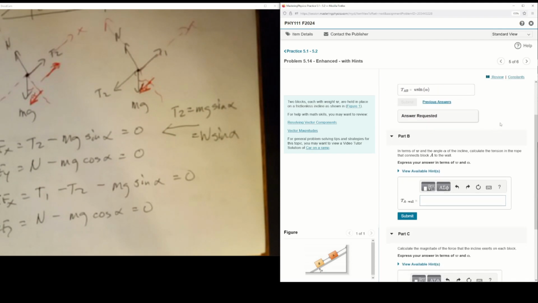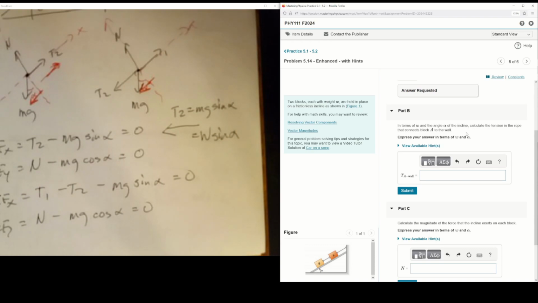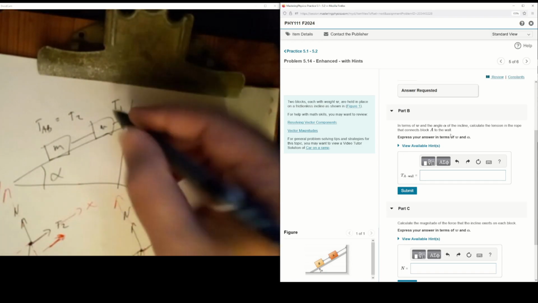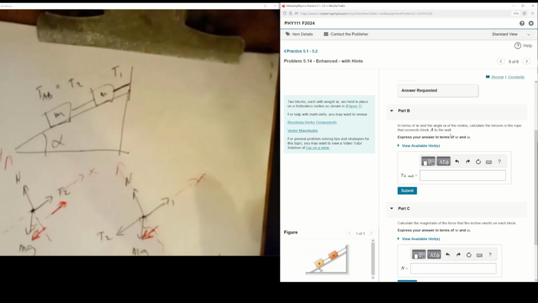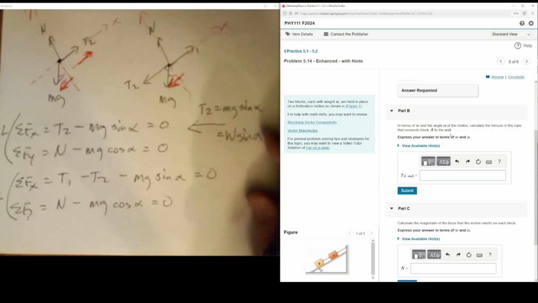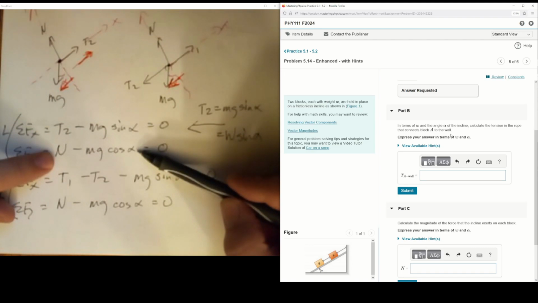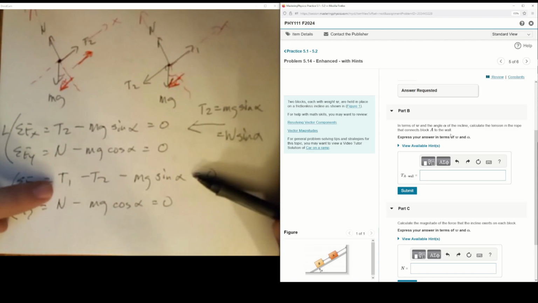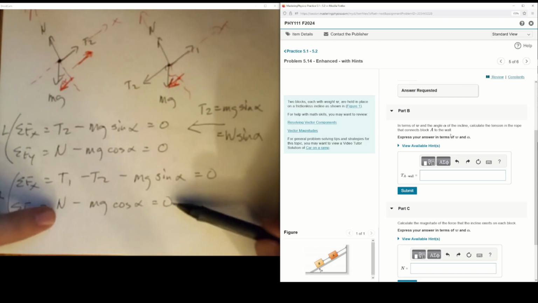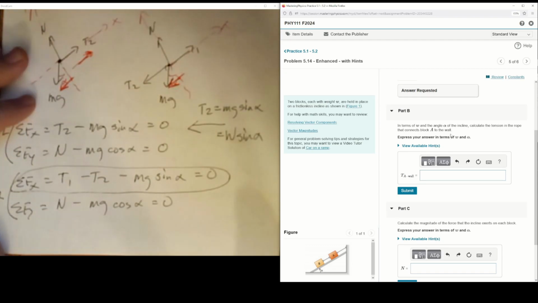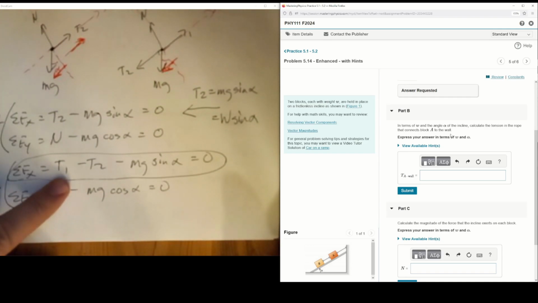If we look at part B, in terms of weight and the angle, calculate the tension in a rope that connects block A to the wall. So now they're looking for tension 1, the one that connects to the wall. So I'm just going to look at my math. Well, there's no tension 1 here, so that's no good. No tension 1 here, so that's no good. There is a tension 1 here, but none here. So the only equation that I can use is this third one. It's the only one that has tension 1 in it.